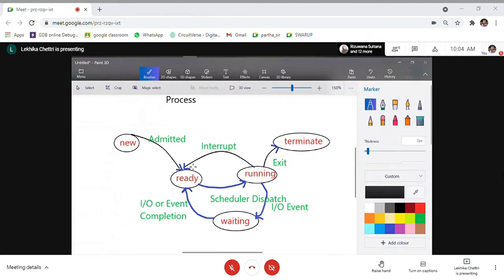New is where a process is being created, and ready is where the process is getting assigned to a processor. Always remember, when a process is in the ready state, it is not yet assigned the processor. However, it is there in the main memory. This is just the main memory. Let's say this is my main memory.